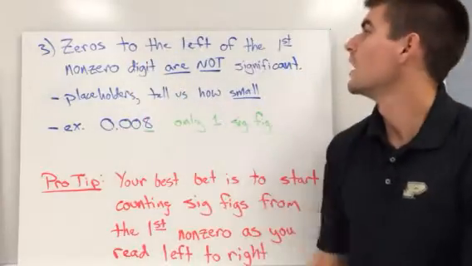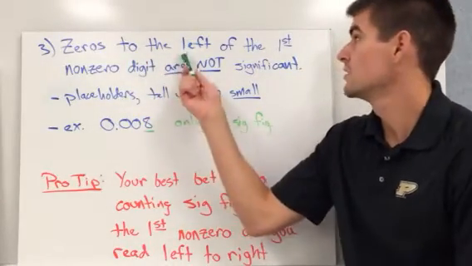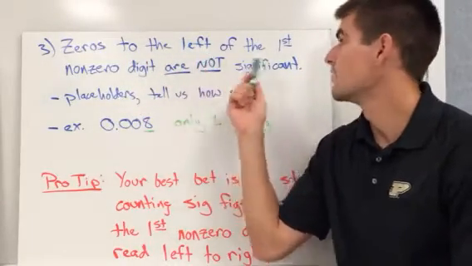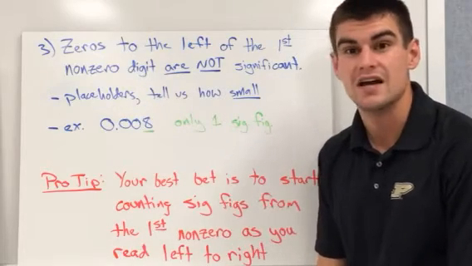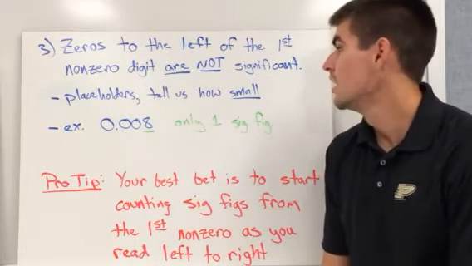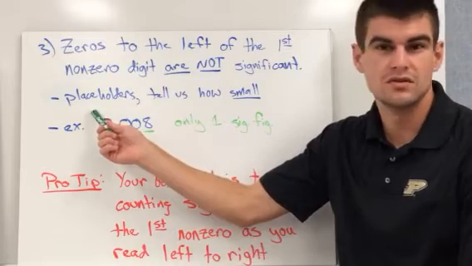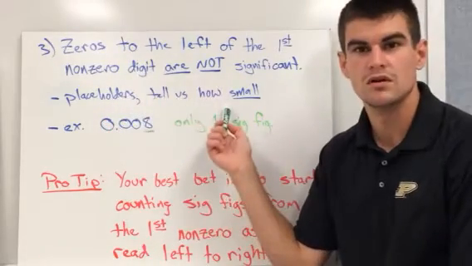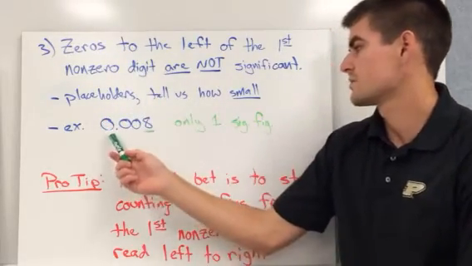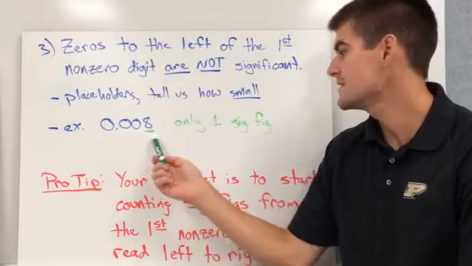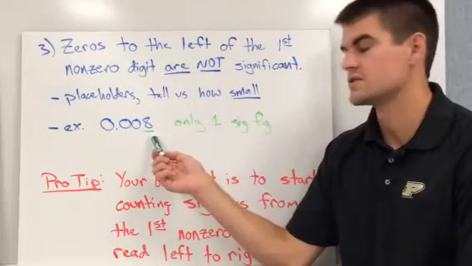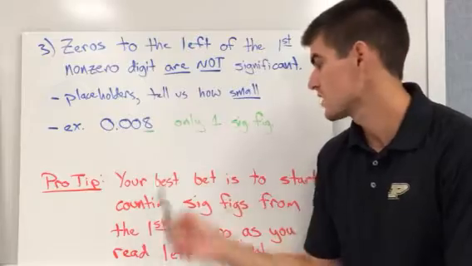Our third rule: zeros to the left, and the keyword there is left, of the first non-zero digit are not significant. These are just placeholders. They're going to show us how small our number is. So in our example, 0.008, only that non-zero digit 8 is significant.